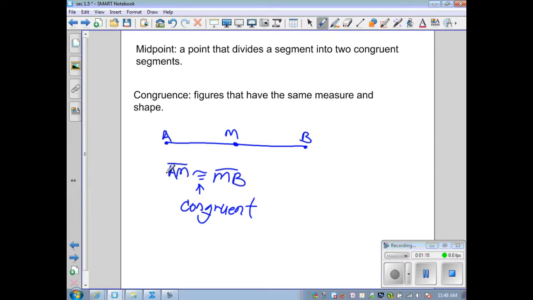And when segment AM is congruent to segment MB, then I know AM is equal to MB, which means the length of AM is equal to the length of MB. We could also show that in a diagram by symbols of congruency. So if I see a figure that has a tick mark on either side of a point, then I know that these two segments would be congruent, and that point would be the midpoint.